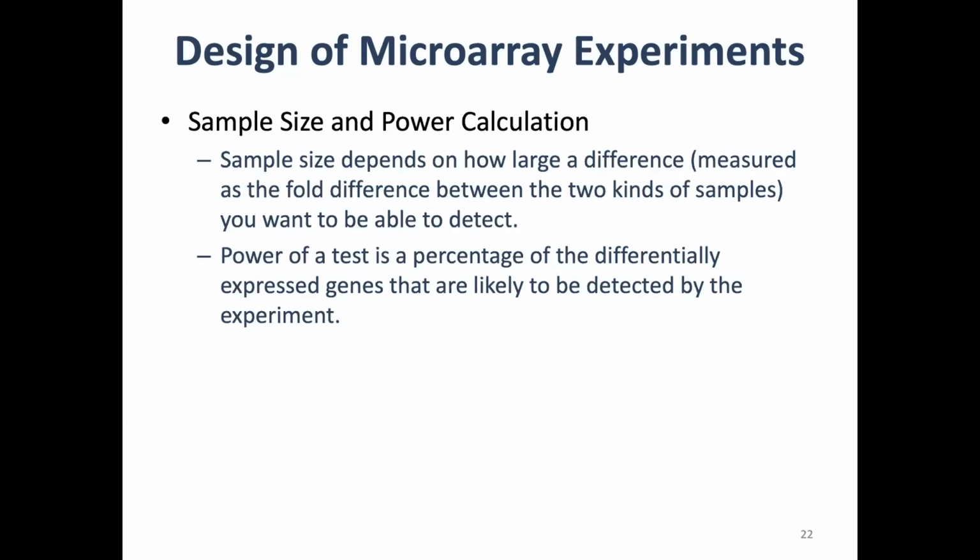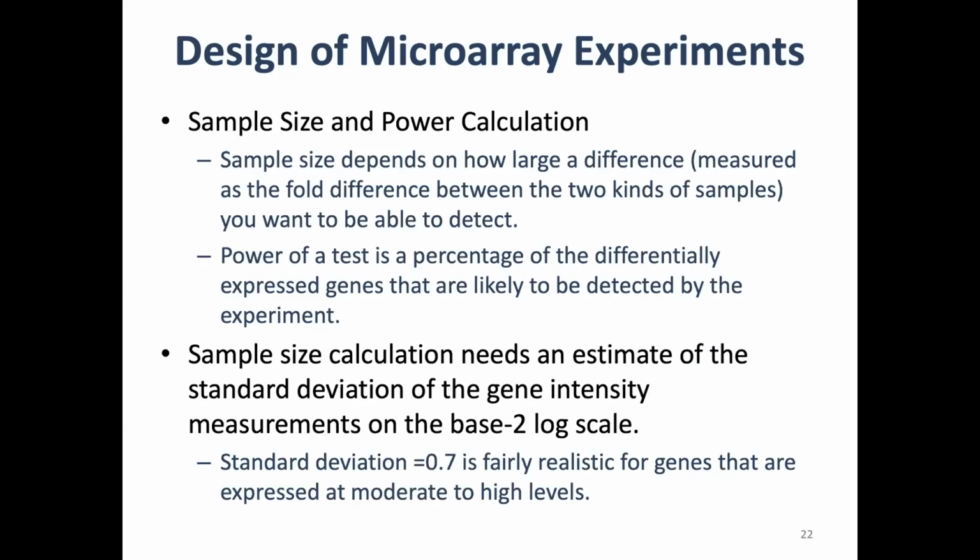Power of the test is the portion of the differential expressions that are likely to be detected by the experiment. Sample size calculation also depends on other factors, like the effect size. Effect size is a ratio of the mean difference divided by the standard deviation. The square of the standard deviation is the variance.